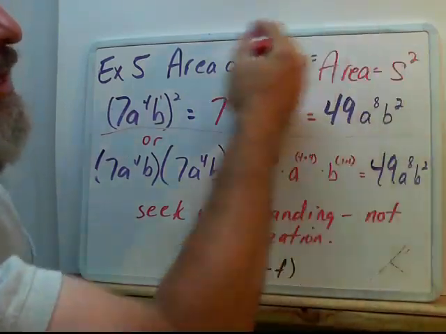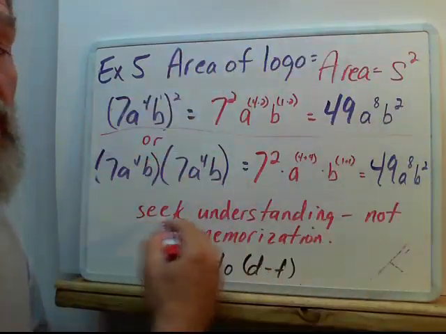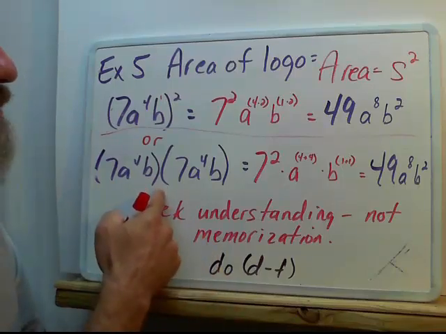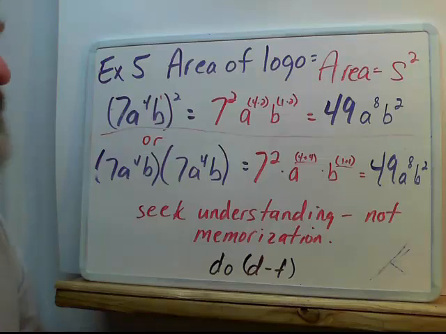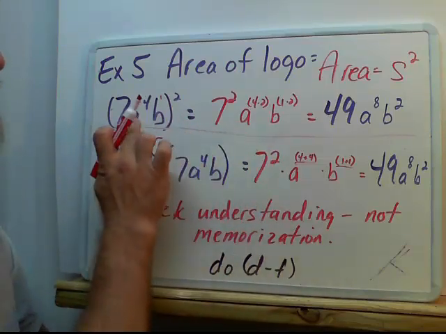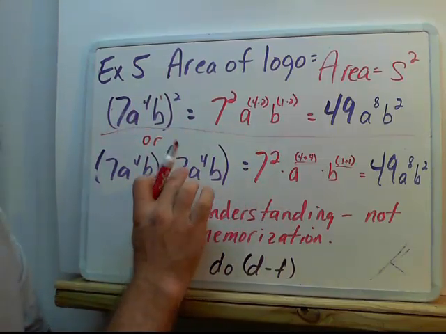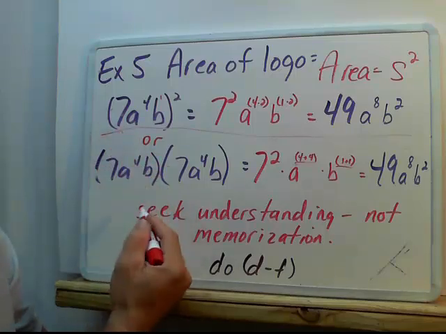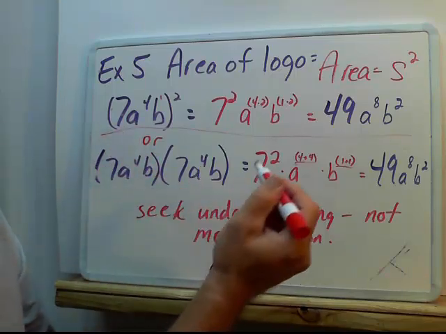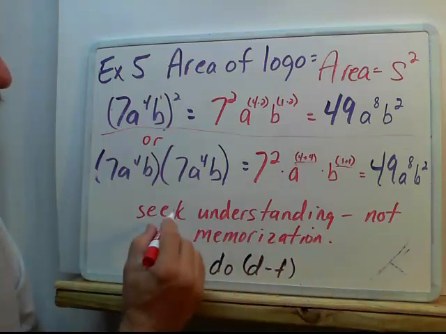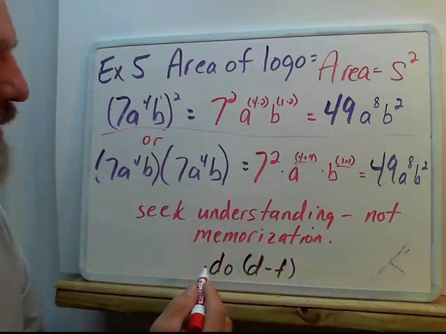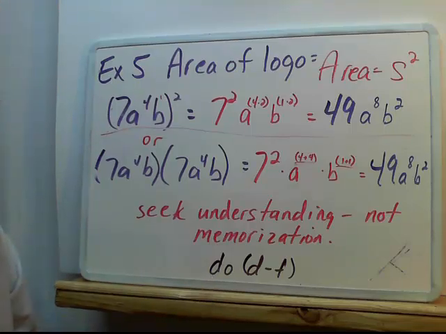And this is what I mean about trying to understand this. Some kids will see this problem this way, and you're using a little bit different rules than if you see it this way. Power of a power versus multiplication. Power of a power is just a little bit different than multiplying, but if you understand, you know exactly what you're doing. Seek to understand. Please don't memorize these. Do letters D through F, please.